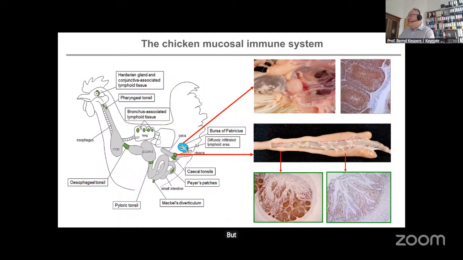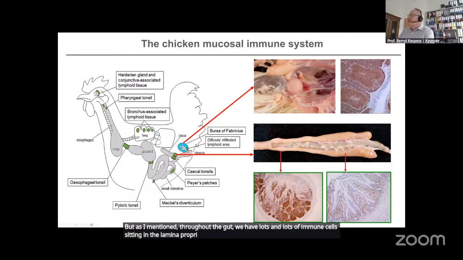But as I mentioned, throughout the gut, we have lots and lots of immune cells sitting in the lamina propria. You can nicely see here one single villus.